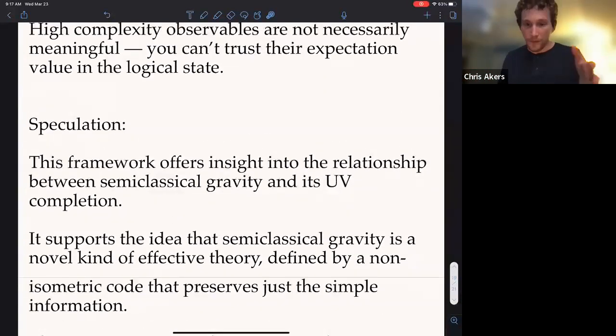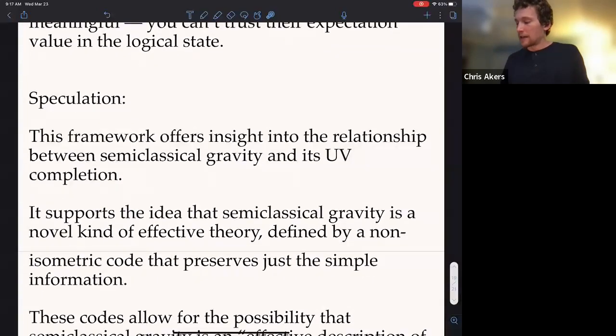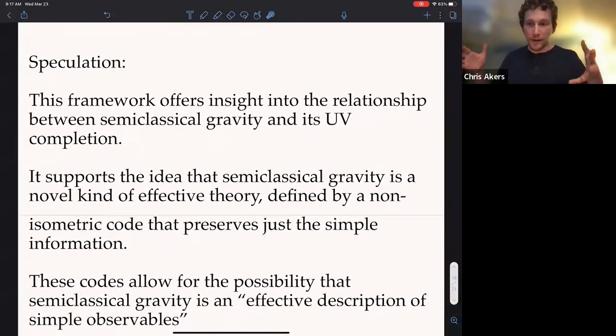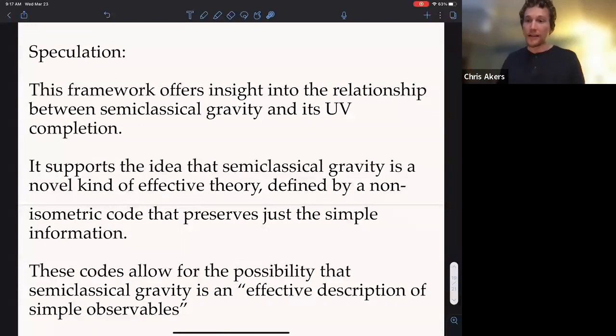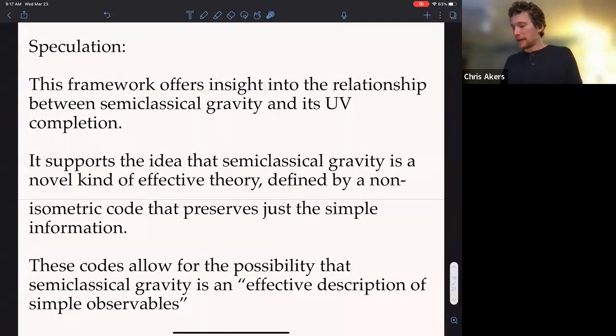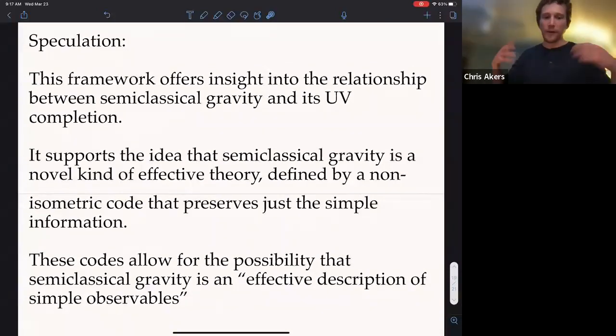So, instead of just having an effective theory whose regime of validity is low energies or low energy densities, maybe we should think of semiclassical gravity as an effective theory where one regime of validity is computational complexity, and perhaps the framework with which to do that is with these codes. And so these codes allow for the possibility that semiclassical gravity is an effective description of simple observables. And that's what I have for you. Thank you.